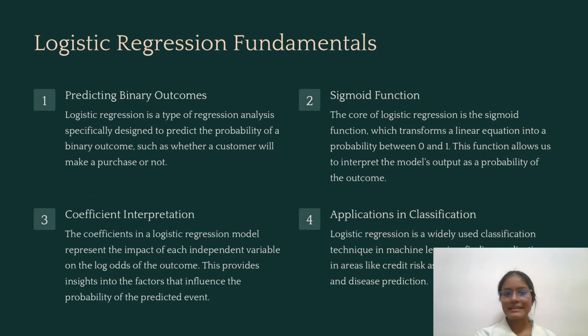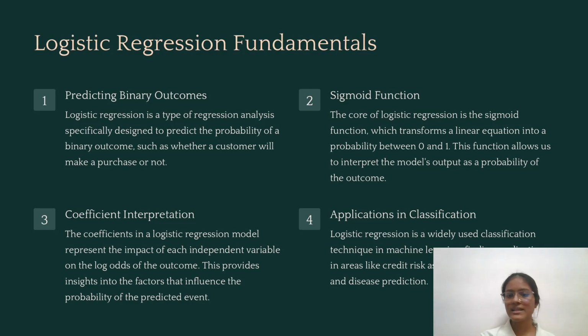Now, logistic regression fundamentals. First is predicting binary outcomes, second is sigmoid function, third is coefficient interpretation, and the fourth is application in classification. First is predicting binary outcomes. Logistic regression is a type of regression analysis specifically designed to predict the probability of a binary outcome, such as whether a customer will make a purchase or not.